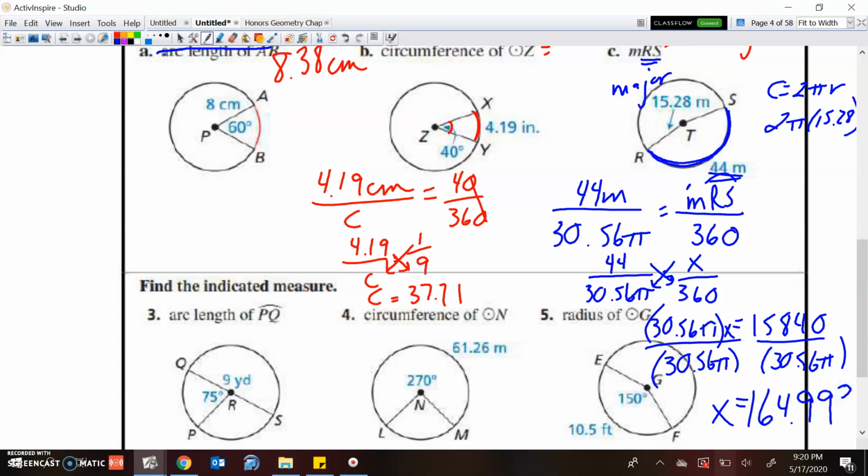And that looks accurate if I think about the scenario. This is almost 180, so 164, almost 165 degrees. Makes sense. I'm going to do one more video to go over these ones for practice.